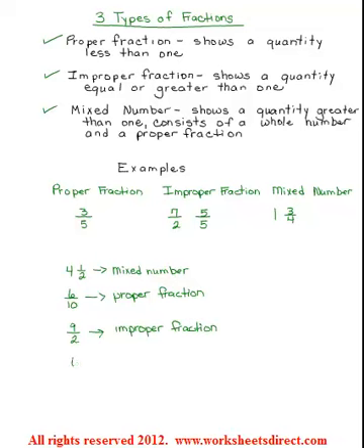What about 6/6? The numbers are equal, and 6/6 equals 1. And according to our definition of an improper fraction, it shows a quantity equal or greater than 1. Therefore, 6/6 is an improper fraction.